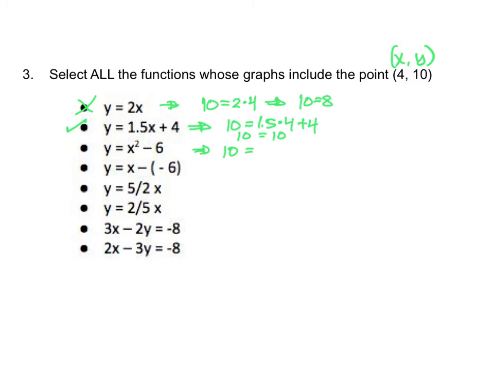So 10 equals 4 squared and then minus 6. What is 4 squared minus 6? Well, that is 10. So does 10 equal 10? Yes, it does. Yay. Let's try it again.